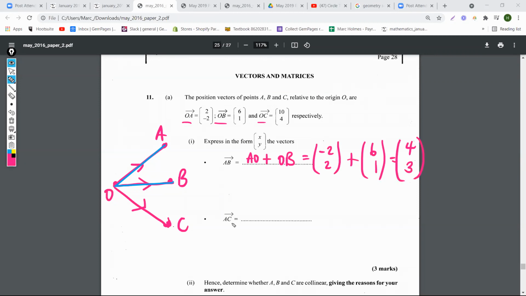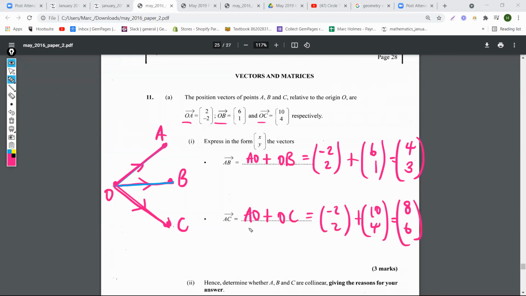Cool. Then A to C is the same thing, guys. Let me just draw it on the thing. A to O, then O to C. So same thing. It's going to be AO plus OC, which is the same thing as -2, 2 plus 10, 4, which is 8, 6. So that's the answer for those two. And that's it. That's it, guys. Simple.